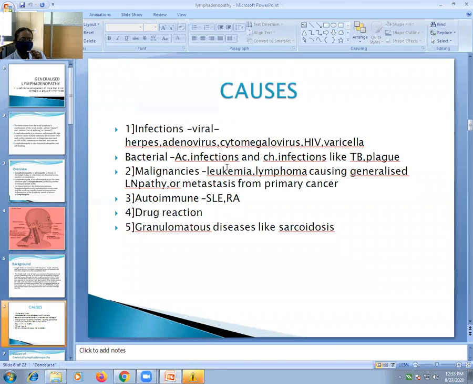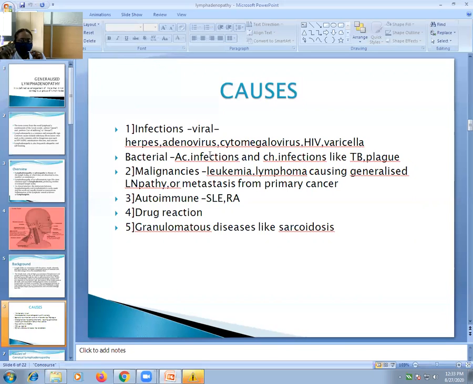Among bacterial causes, there are acute infections and chronic infections. In acute infections like abscess, cellulitis, etc., any acute bacterial infection can cause enlargement of lymph node in the adjacent area. Adjacent area means the area of drainage, or the group of lymph node for that area. So, acute bacterial infection and chronic bacterial infection.